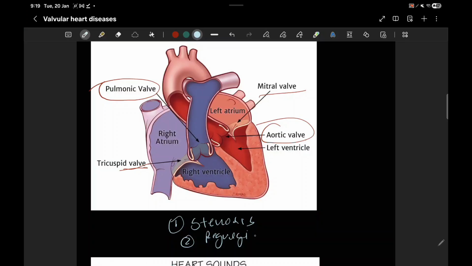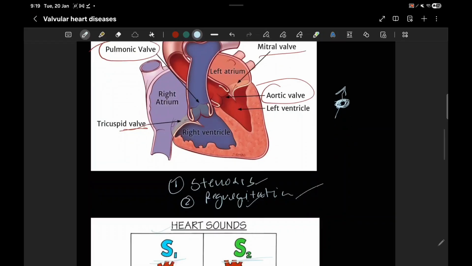Okay, so what's stenosis and what is regurgitation? What's the difference? Stenosis is when the valve constricts. There's not enough space for the blood to go through. And regurgitation is when there's backflow of the blood.